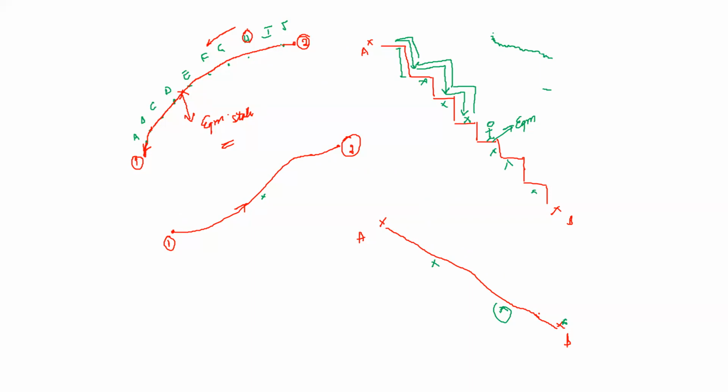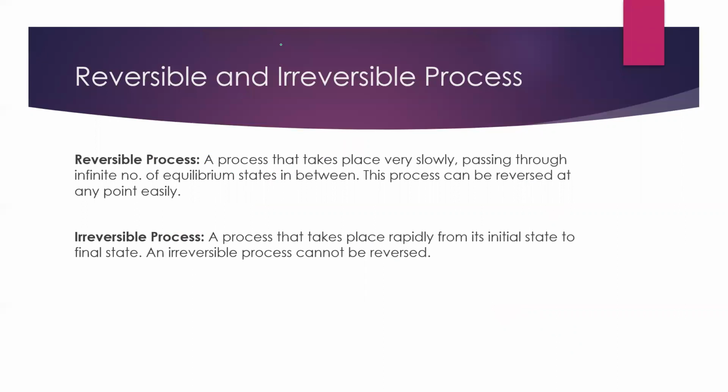So that is the difference between a reversible and an irreversible process. An irreversible process takes place so fast that it does not really pass through many equilibrium states. So that is why it's not possible to really reverse the process back. And when we talk about a reversible process, it passes through an infinite number of equilibrium states. So it actually can be reversed at any point. So that's about reversible and irreversible processes.